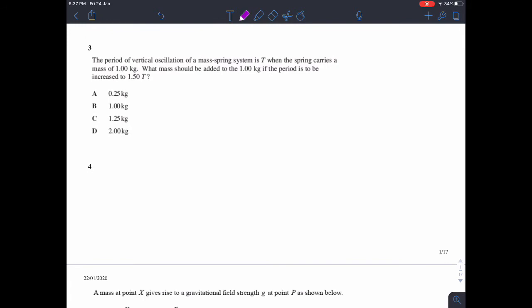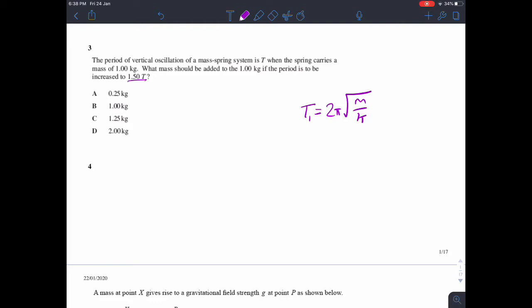Question number 3. The period of vertical oscillation of a mass spring system is T when the spring carries a mass of 1 kilogram. What mass should be added if the period is to be increased to 1.5 T? Okay, well, we know that T is equal to 2 pi root m over K. So it's saying we want to make T 1.5 times bigger. What do we need to do to m?